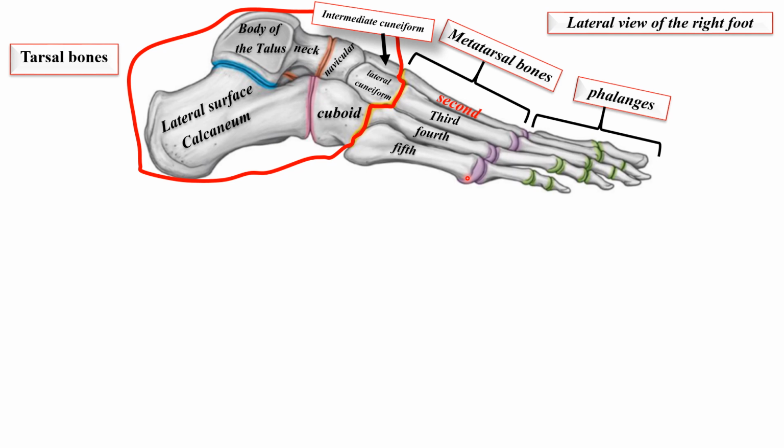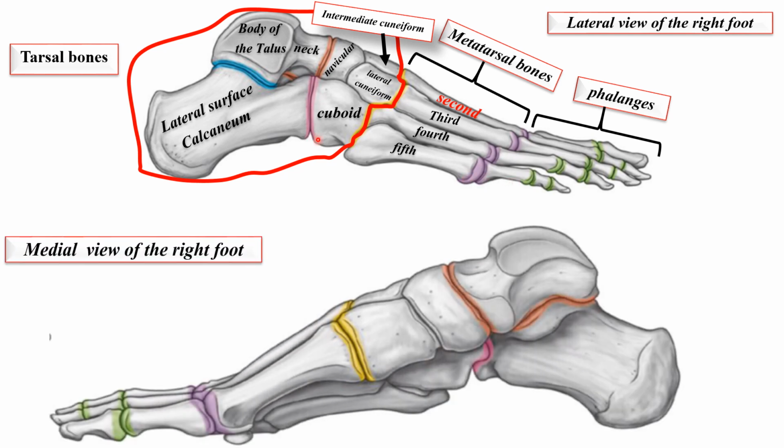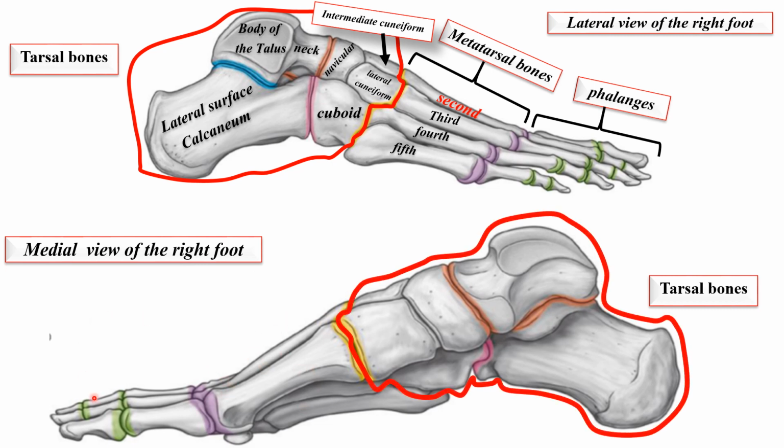This is the medial view of the bones of the right foot. Those are the tarsal bones from the medial view. Here, those are the metatarsal bones, and distally, those are the phalanx. This is the medial surface of the calcaneum, and this is the posterior surface of the calcaneum.